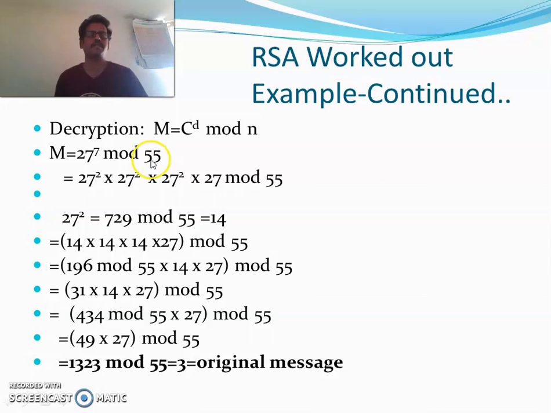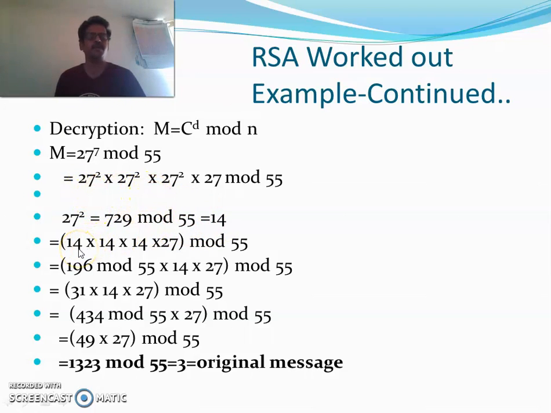So we know that the ciphertext we have found out is 27. So 27 power 7 can be written as 27 square into 27 square into 27 square into 27 mod 55. So once we compute 27 square, we can replace that result with every 27 square in the expression. So first we will compute the value of 27 square. So 27 square is equal to 729, which is greater than 55. So we are performing a modulo division with 55, which gives the remainder as 14. So we are going to replace 14 with every occurrence of 27 square.